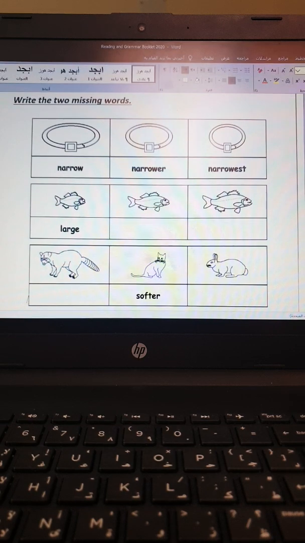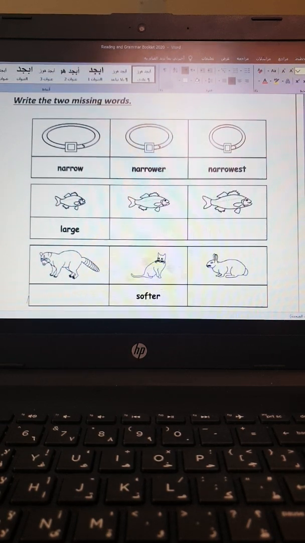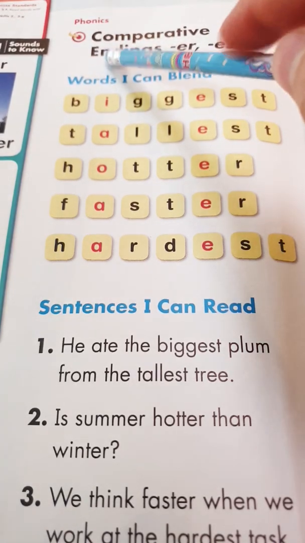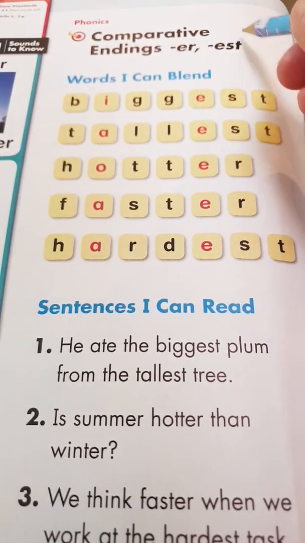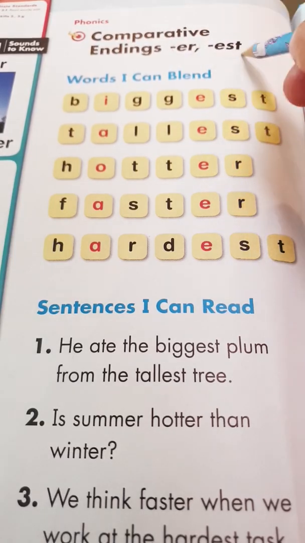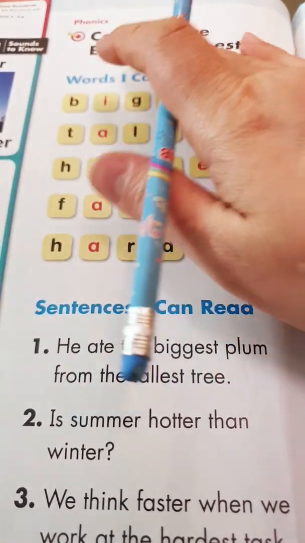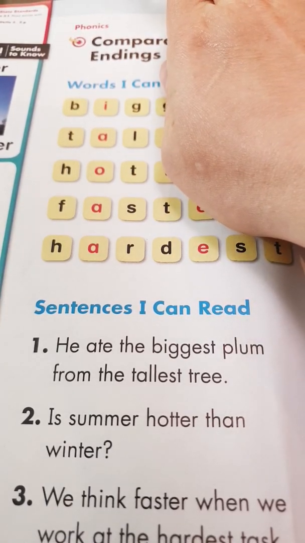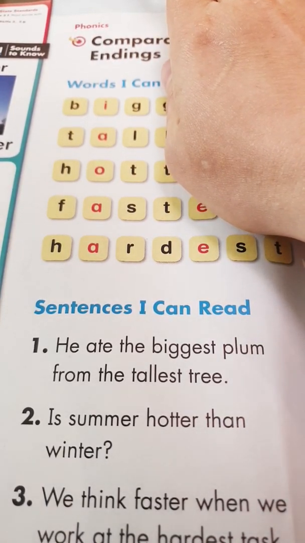In your reading book, we have page 186. I want you to open it and we will read this page. In this page 186, in your reading book, we have comparative endings, E-R, E-S-T. And here I have these words. Look at these words. I have the base word and we add to it ER or EST.